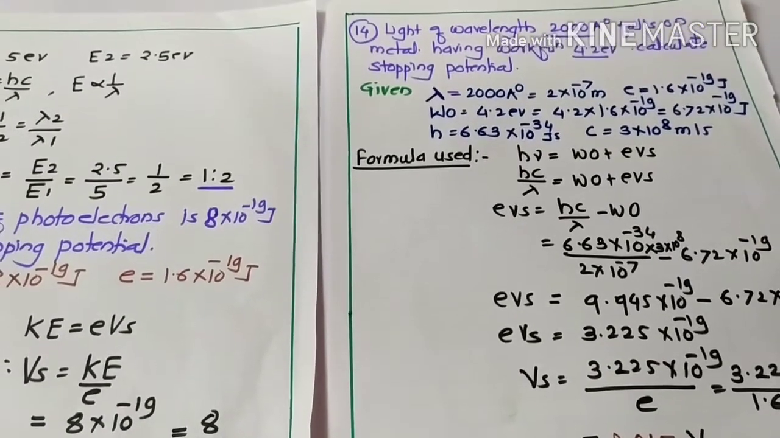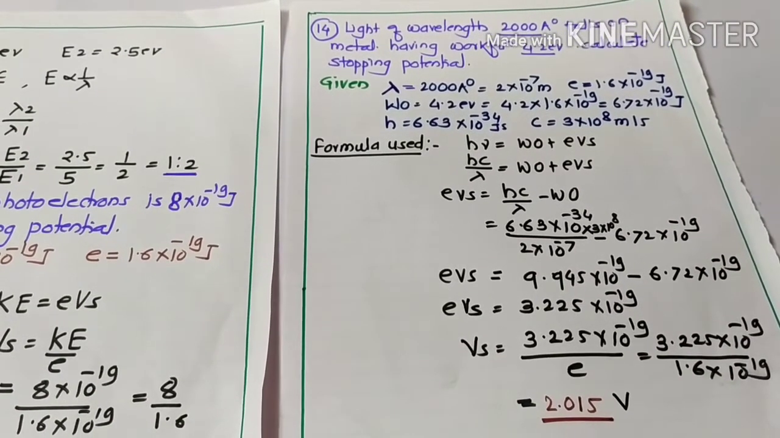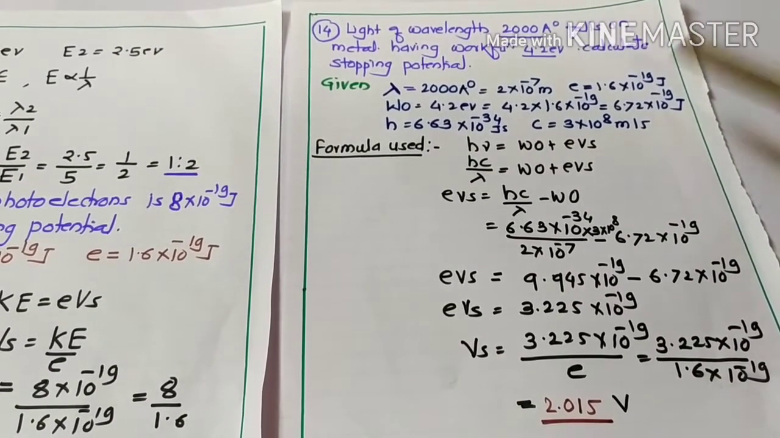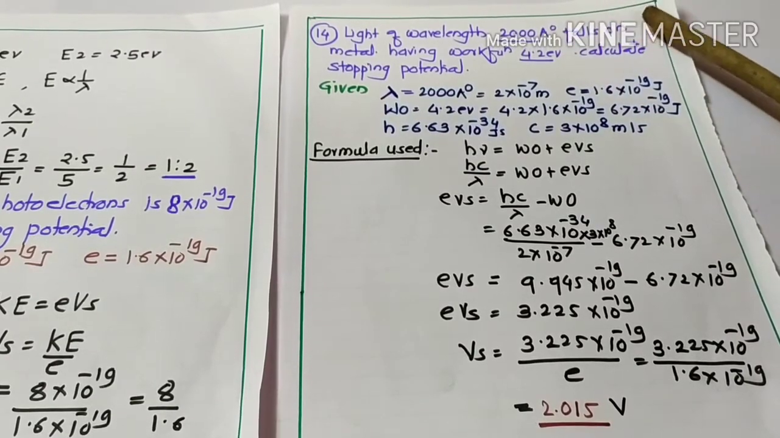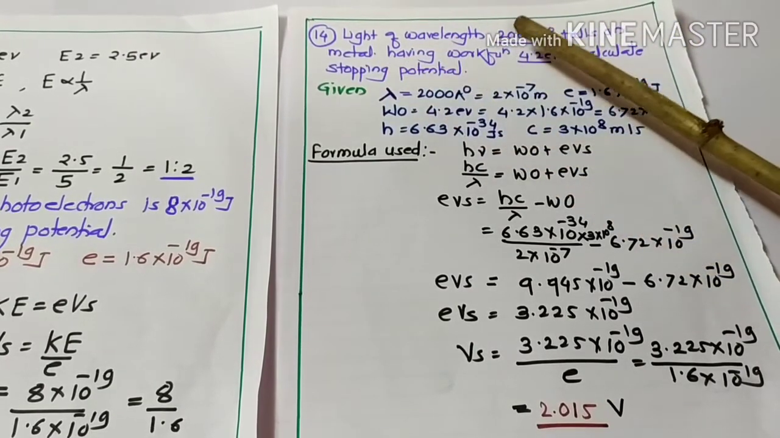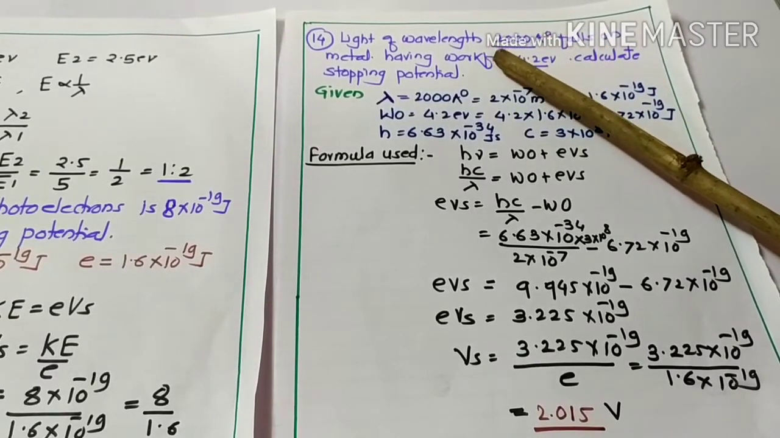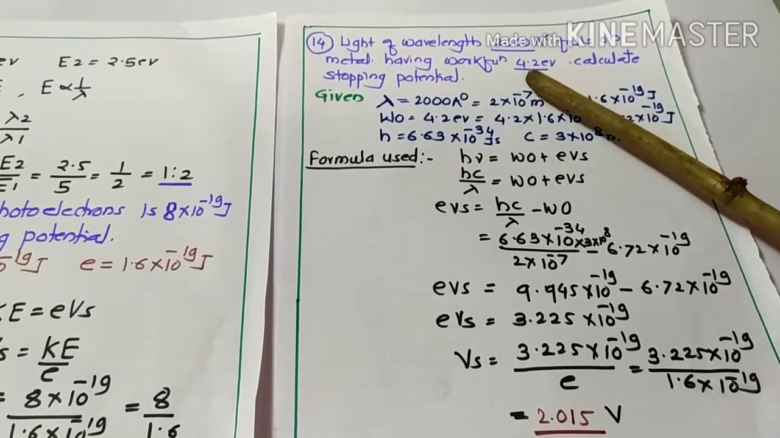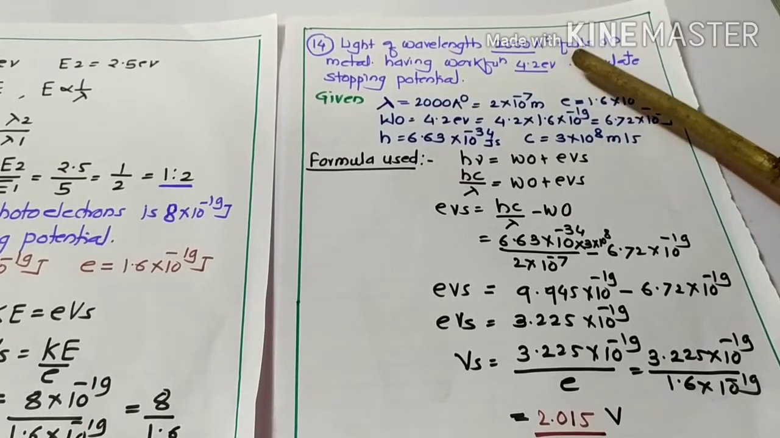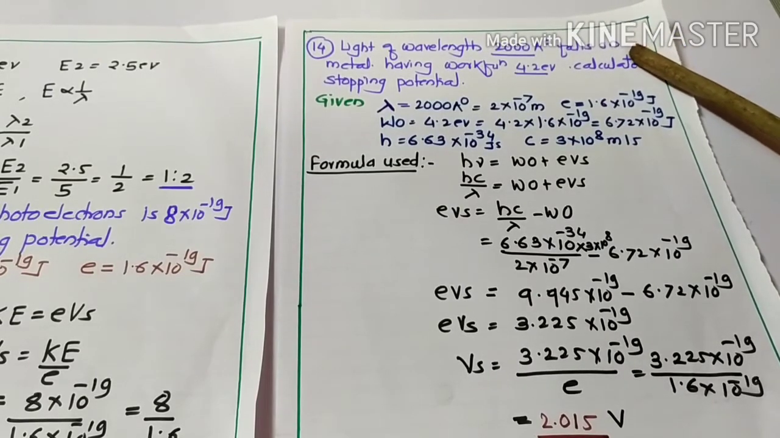Light of a wavelength 2000 angstrom unit falls on a metal having work function 4.2 electron volt. Calculate the stopping potential.